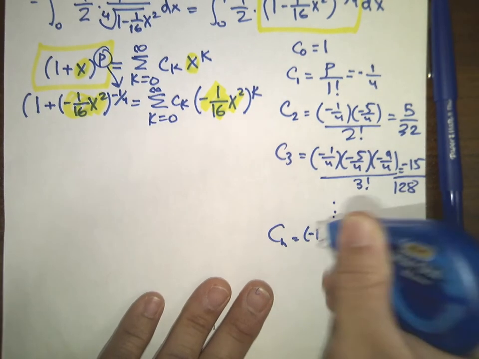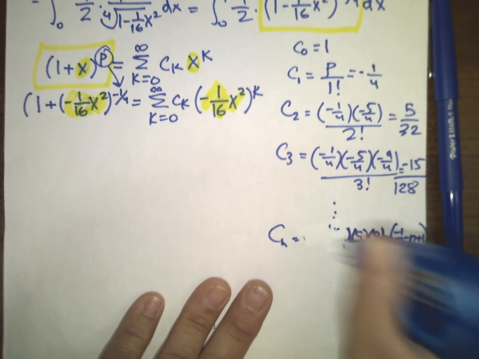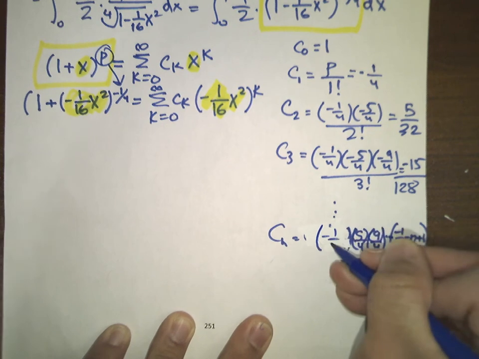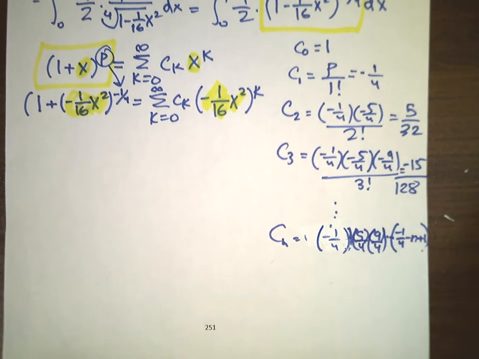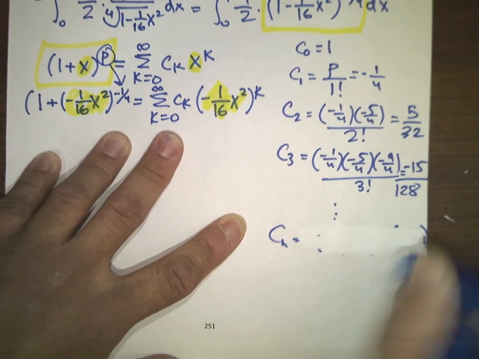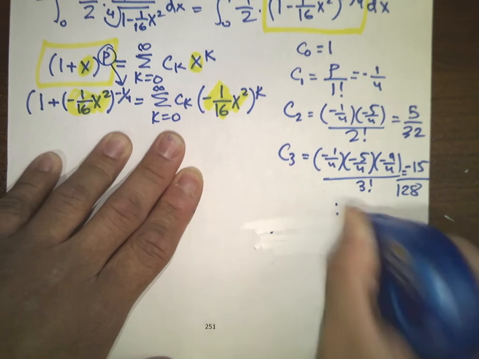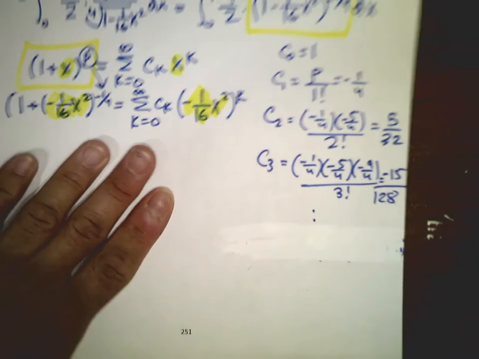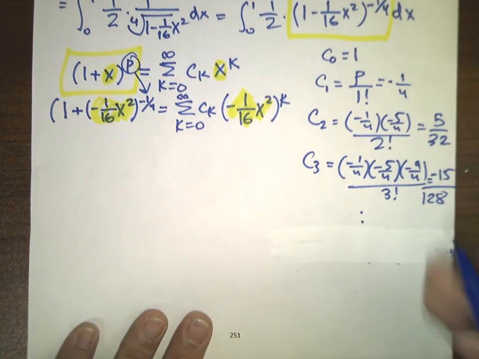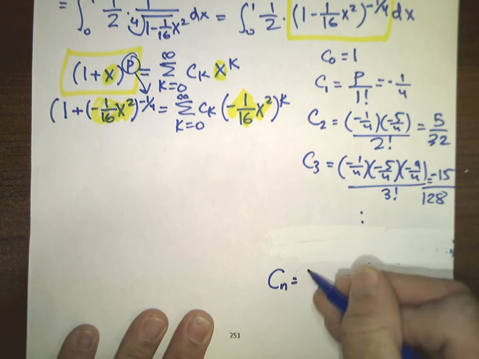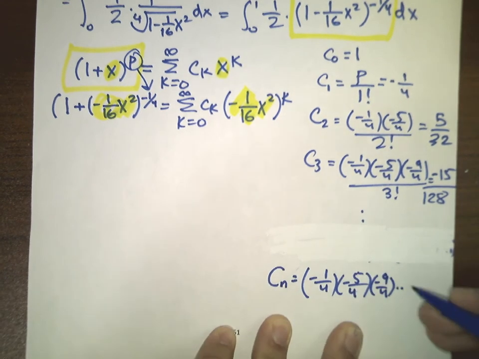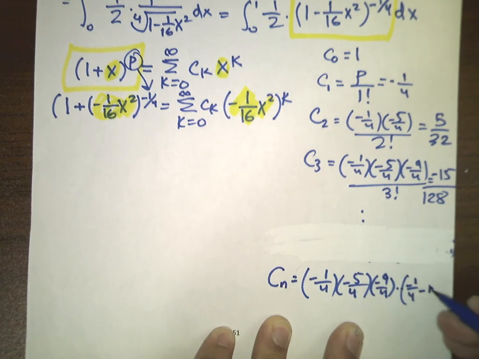I'll show you this step. We'll start with the negative 1/4, then negative 1/4 times negative 5/4 times negative 9/4. Here, I'll write a little bit larger for you because I know some of you will have trouble seeing this. I'll try to cover that whiteout up so it's not distracting. So cn is again negative 1/4 times negative 5/4 times negative 9/4 all the way to negative 1/4 minus n plus 1.